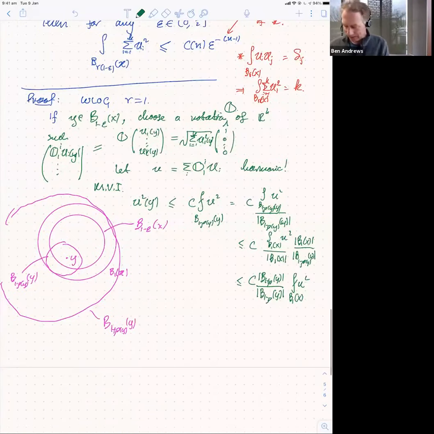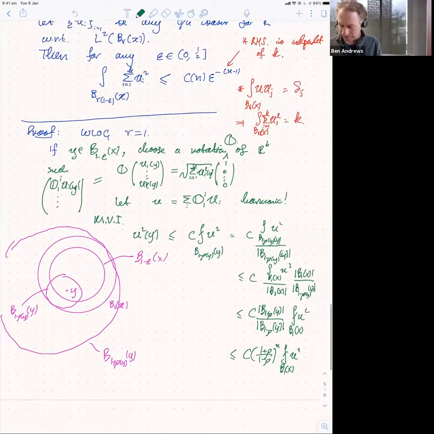Now I can use the volume comparison to bound that by C times ((1 plus rho) over (1 minus rho)) to the n, times the average of u squared on the ball of radius 1.